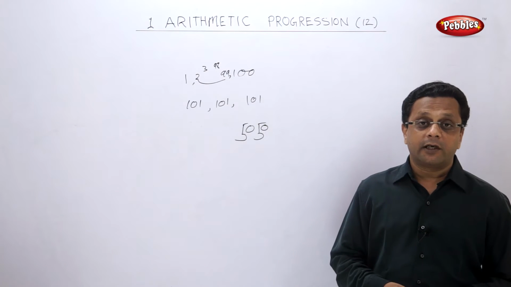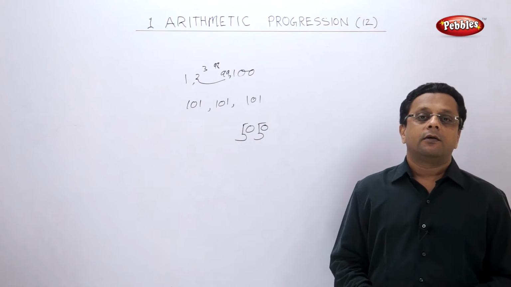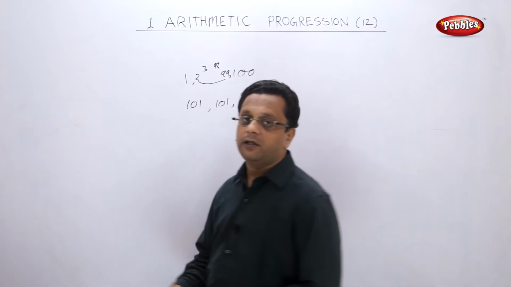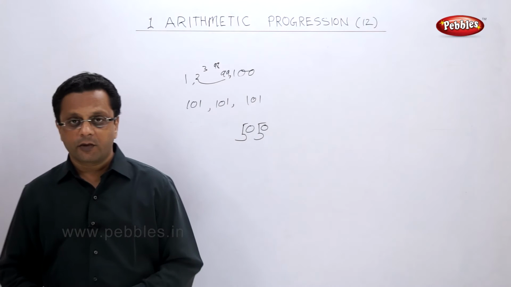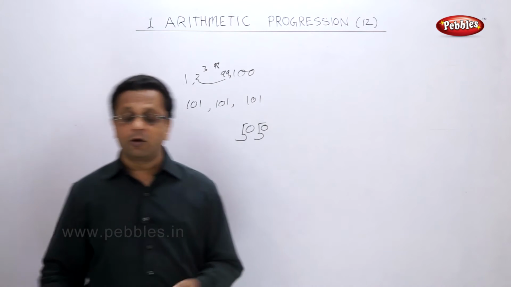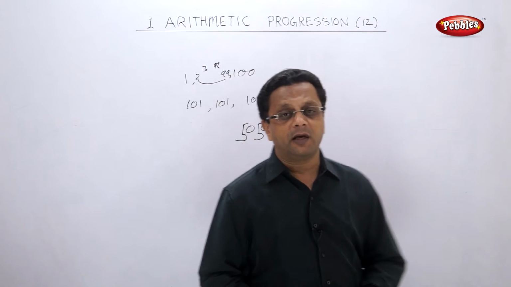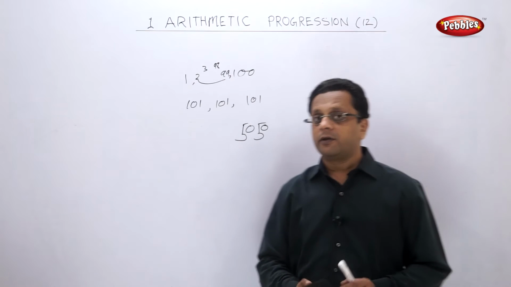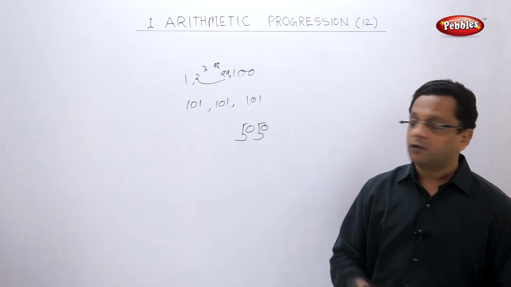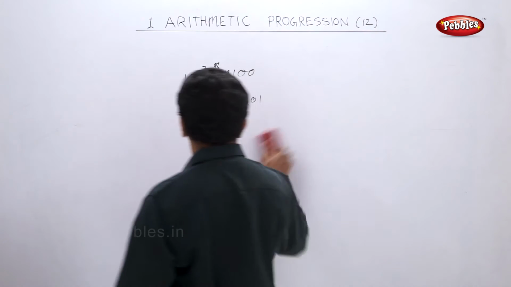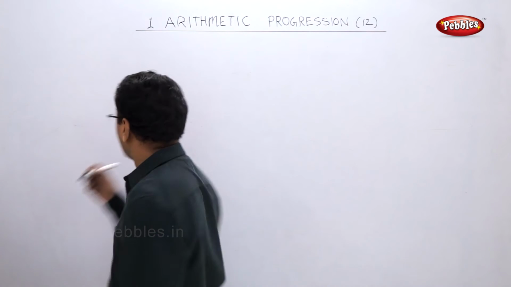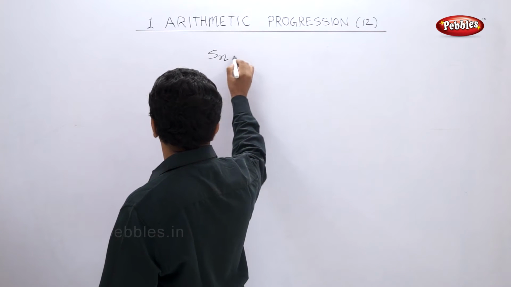So now let us find out the sum of n terms in arithmetic progression. Of course we have a formula for that. I am not going to take the derivation of the formula. The derivation is given in your textbook. Now we will solve the problems based on this. So first we will see what the formula for Sn is. Just remember this formula.